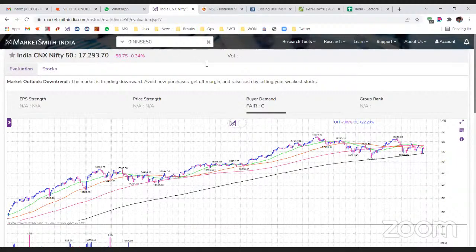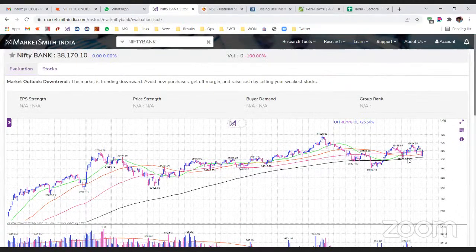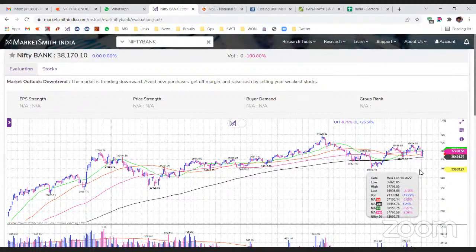Let's discuss the major indices which impact Nifty's movement. Nifty Bank and Financial Services have a major chunk of weightage in the Nifty 50. Around 36% is Nifty Financial Services. So let's discuss Nifty Bank, which is a highly traded index in India, which has weekly options as well.